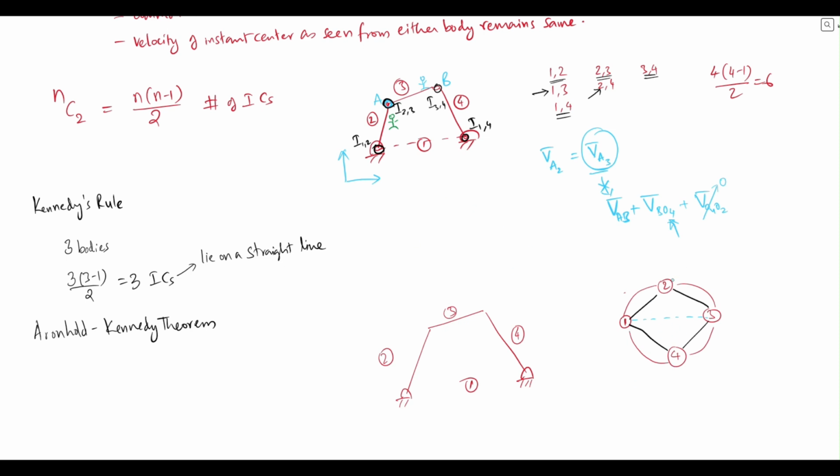So we can then consider three bodies, 1, 2, and 3. We can consider these three bodies and say that I12, I23, and I13 have to lie on the same straight line. So we know this is I12, this is I23, and there's a line joining these two. So we can extend that line and say that I13 has to be on this line.